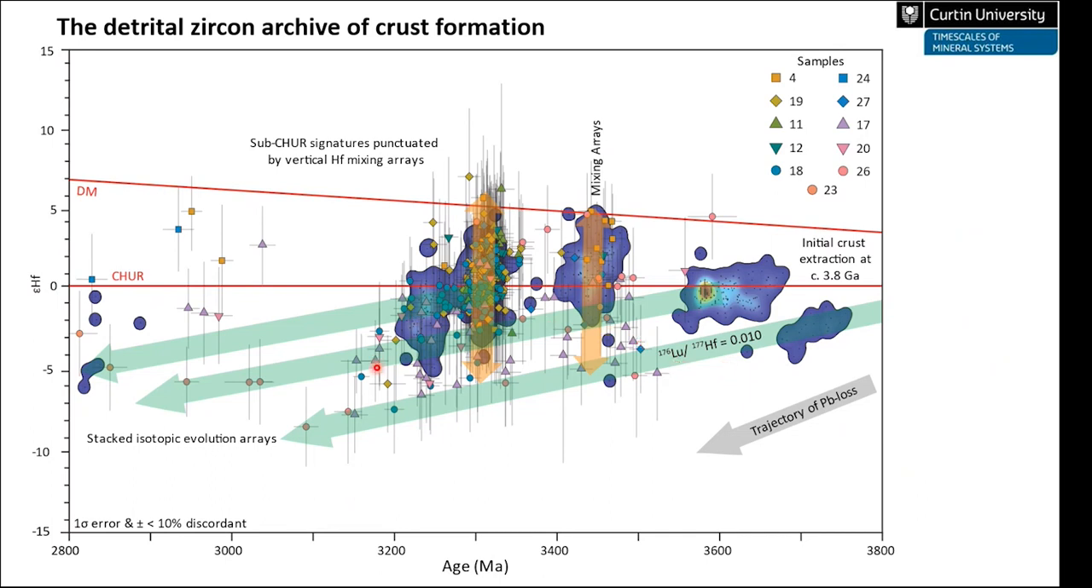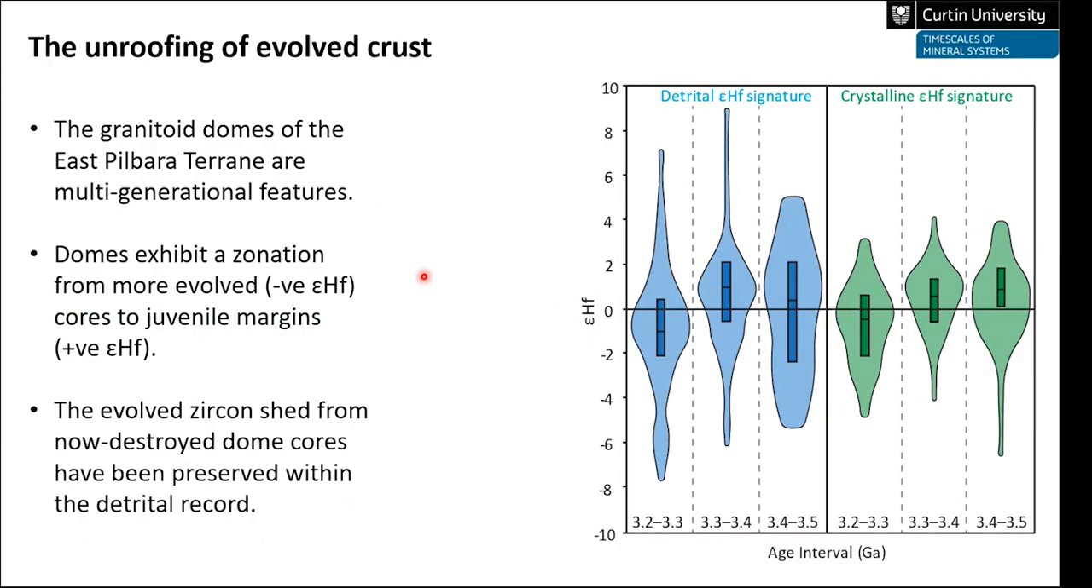So why are we recording a more evolved epsilon hafnium record in the detritus of the Pilbara? And why isn't it readily seen in the crystalline record? Well, the detrital zircon of the East Pilbara terrain are seemingly recording the unroofing of evolved crust. Here we have box and violin plots for the detrital epsilon hafnium signatures compared to crystalline values from the East Pilbara terrain. Blue is the detrital record for selected time intervals, whilst green is the crystalline record from the same time periods down here.